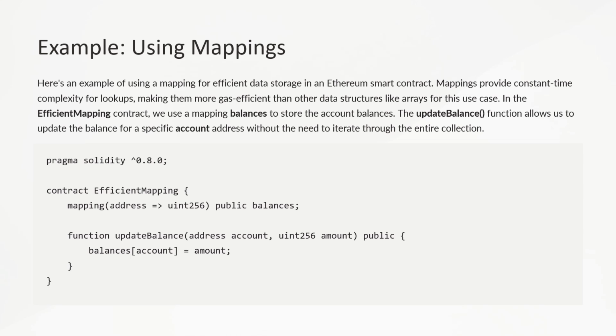representing the account address and the new balance amount, respectively. Within the function, the balances mapping is used to set the balance for the given account to the specified amount. In summary, this contract provides a straightforward and gas efficient way to update account balances using a mapping, allowing direct access and manipulation of specific elements without needing to iterate through an entire data structure, thereby minimizing gas usage.